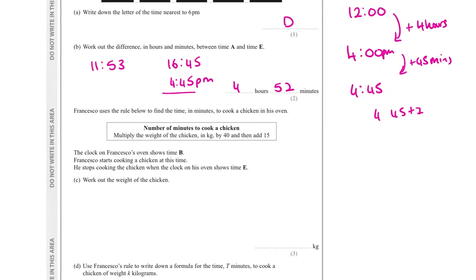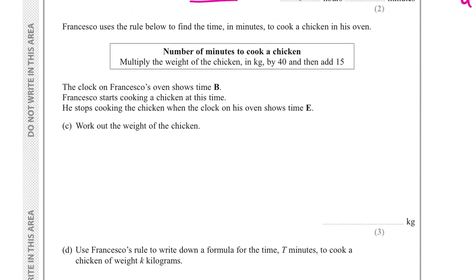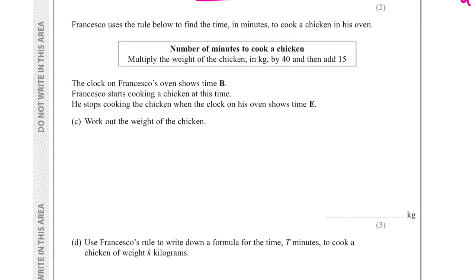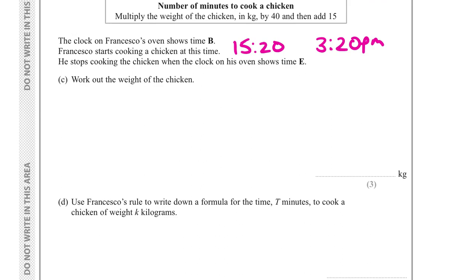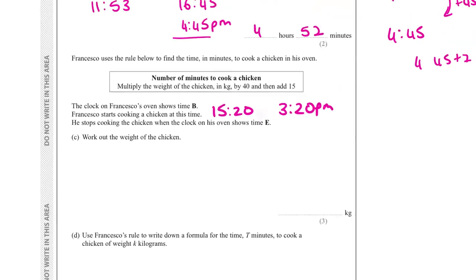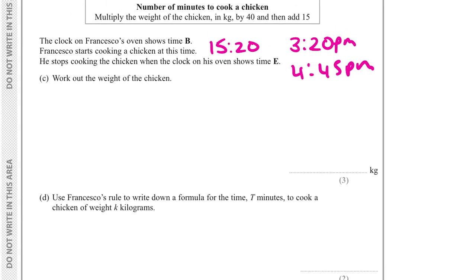Okay then, next part of the question. Francois uses the rule below to find the time in minutes to cook a chicken in his oven. Number of minutes to cook a chicken: multiply the weight of the chicken by 40, then add 15. The clock on Francois' oven shows time B. Okay, so it's 15:20 currently, which is 3:20 p.m. Francois starts cooking the chicken at this time. He stops cooking the chicken when the clock is on E. Okay, so we already know that E is 4:45 p.m.